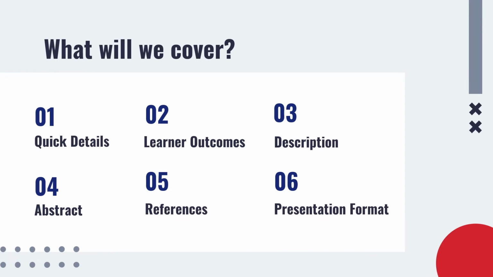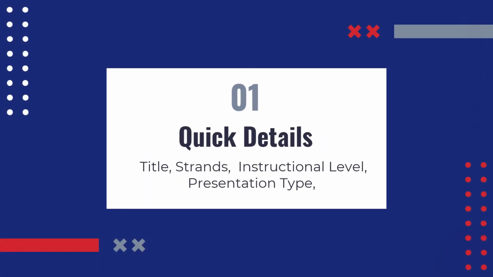In this presentation, we'll be covering each of the areas required in the Call for Papers submission. We'll discuss what characteristics the program committee is looking for when reviewing papers and some tips for developing and explaining your ideas. First, let's tackle a few quick details about the Call for Papers, like the title, strands, instructional level, and presentation type.